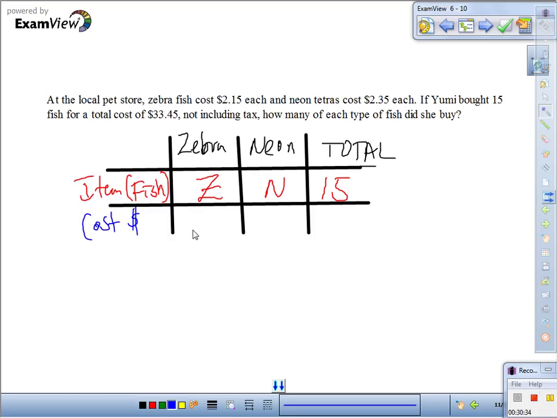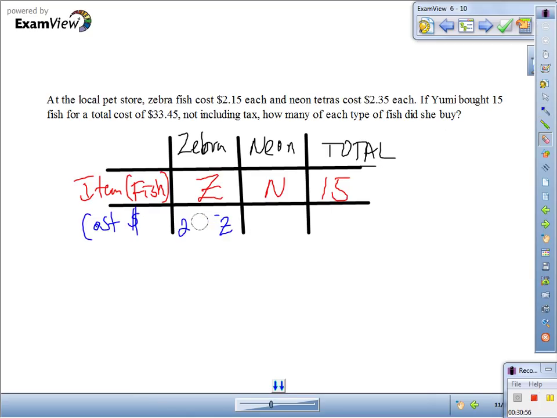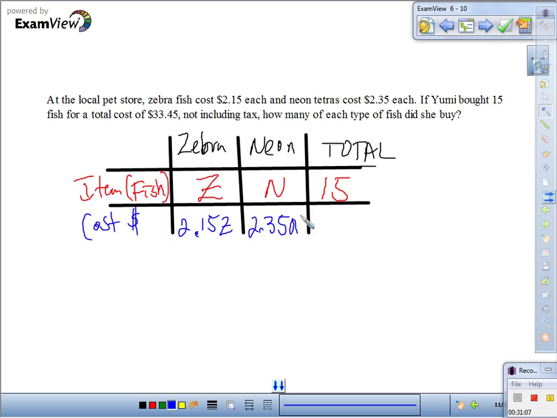Vanessa, what would I label the next row? 2.35Z, and this one? Oh, 2.15, this one, my bad. 2.15Z, and then? 2.35N, and the total? 33.45. Hands if you got that by yourself? Okay, good. Can we set up our system now?